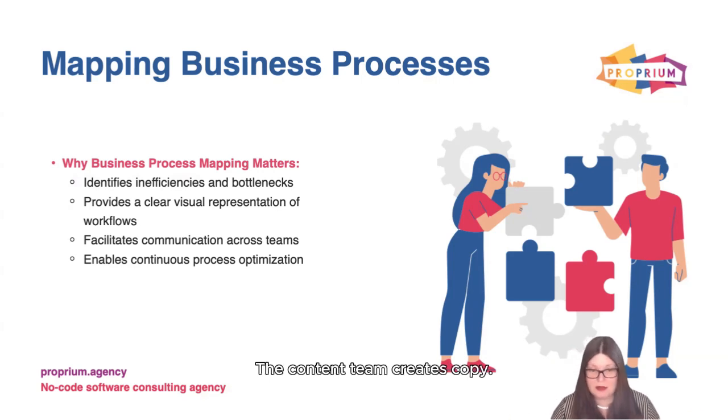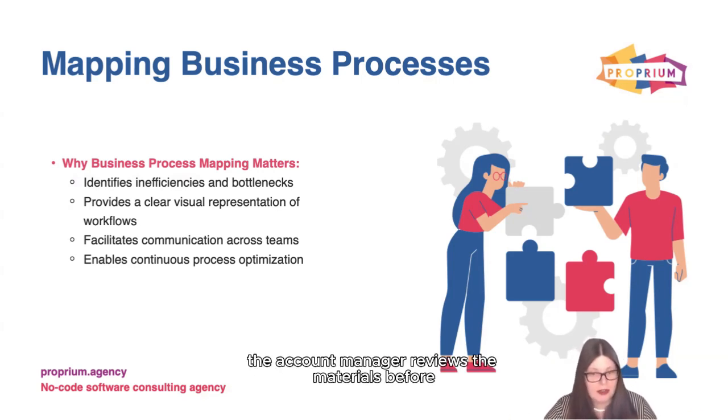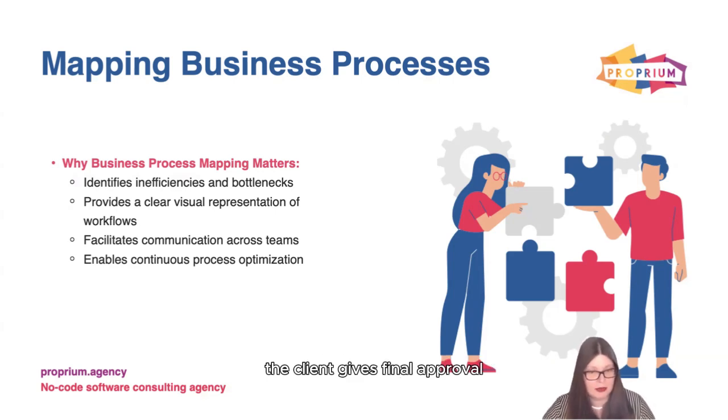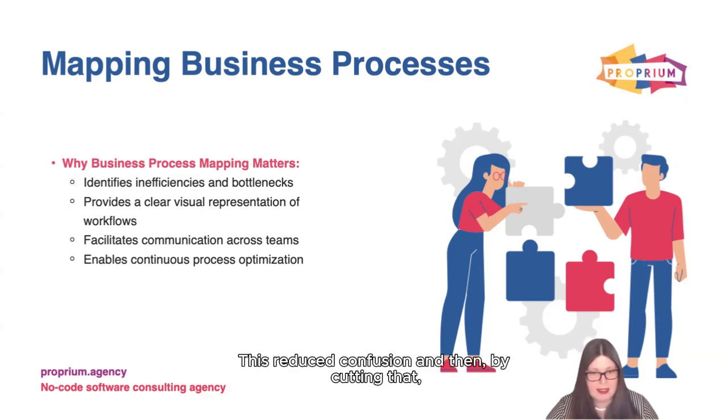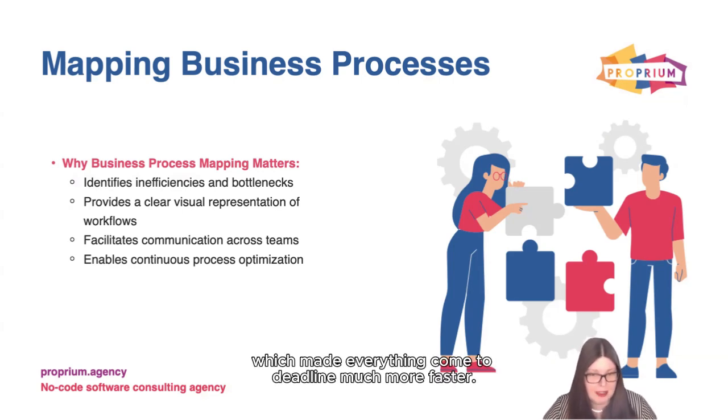1, the content team creates copy. 2, the design team creates visuals. 3, the account manager reviews the materials. 4, the client gives final approval after all of this. This reduced confusion, and by cutting that, project timelines were lowered by 25%, which made everything come to the deadline much faster.